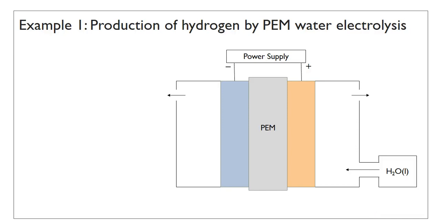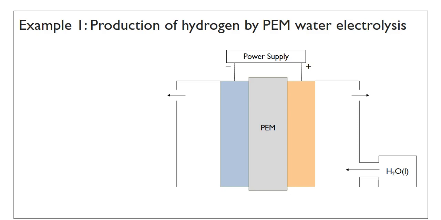So let's start with example 1, production of hydrogen by PEM water electrolysis. The reason why I chose this example was because I wanted to give you a concrete example of how you could actually produce hydrogen using electrolysis of water, because we talked about this last term when we studied hydrogen as a potential fuel alternative.